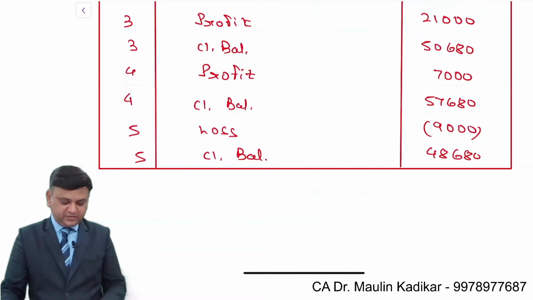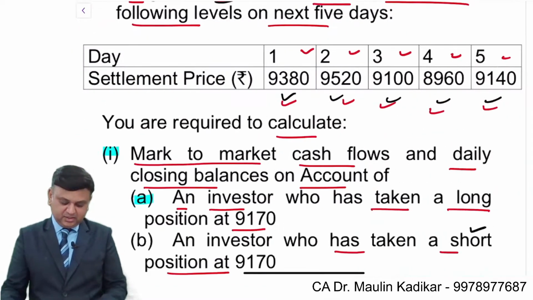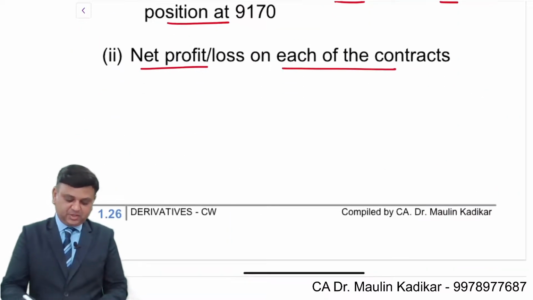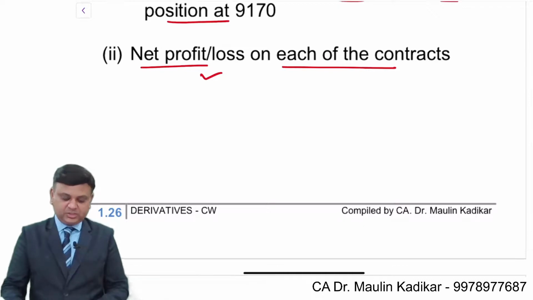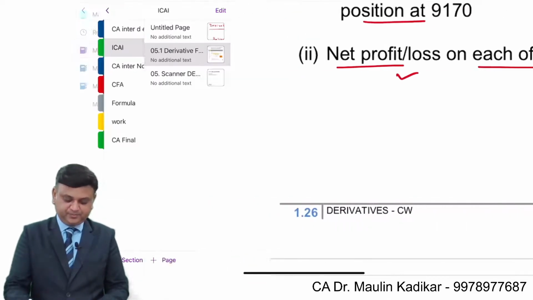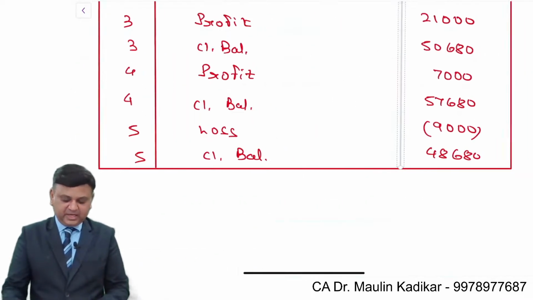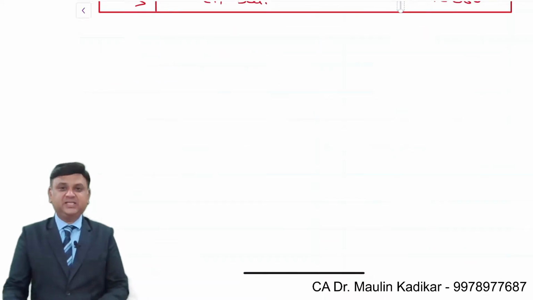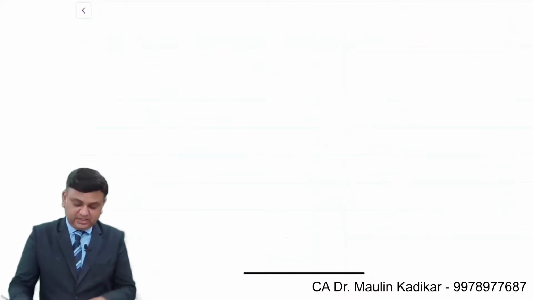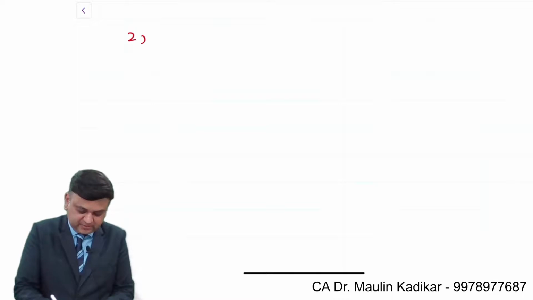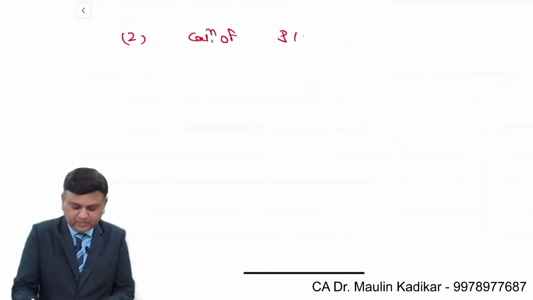Now friends, the question further says, the second part of the question, compute the net profit or loss on each of the contracts. It means that, suppose on the last day you square up the contract, then what is the profit or loss? Let us see. Calculation of profit or loss.